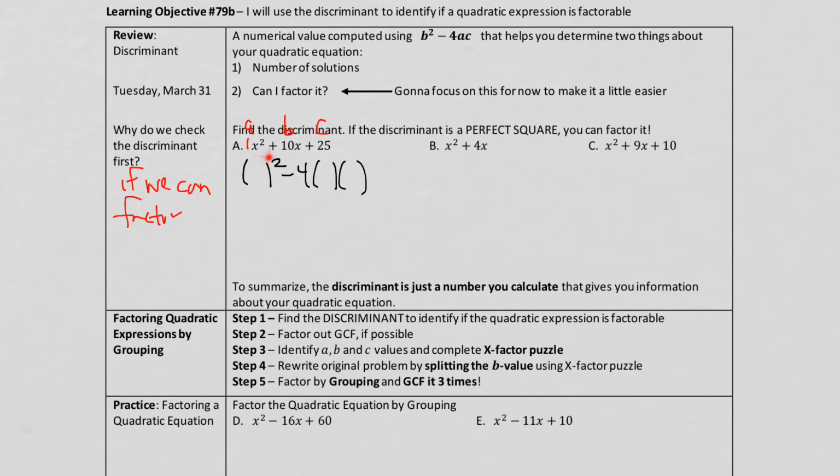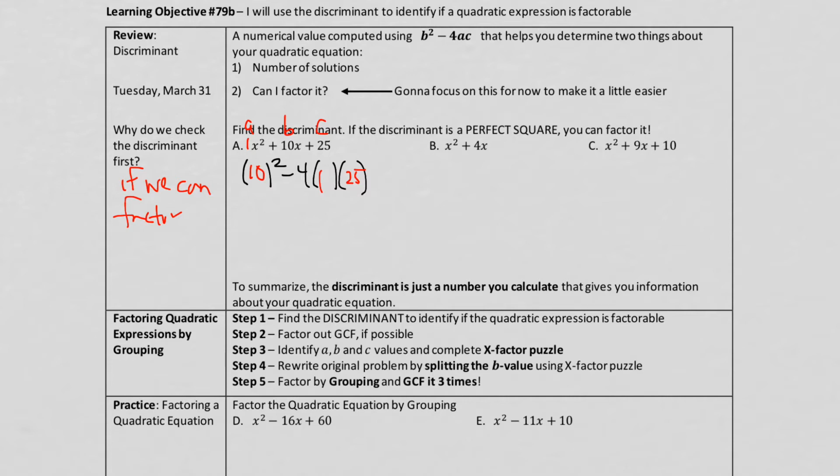So it's b squared, so 10 squared, minus 4a. A happens to be 1 here, so A is 1. And then C is 25, which goes there. And that's kind of it. That's how the discriminant works.